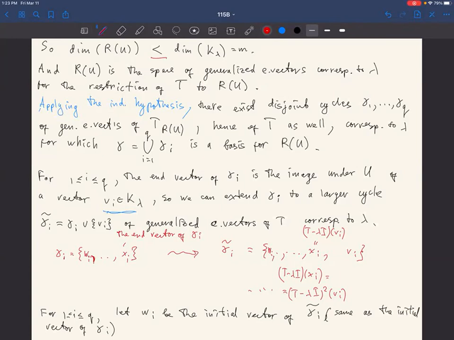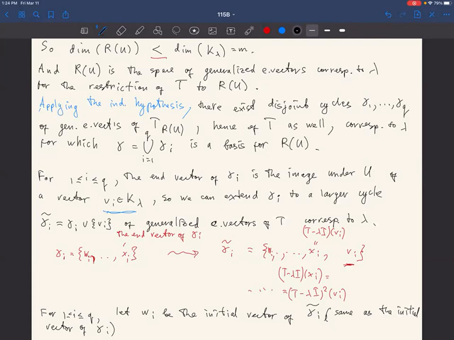So now we have a bunch of cycles, all in the subspace range of u. Well, sorry, vi doesn't have to be in the range of u. So it's just in k lambda. So all of these are vectors in k lambda, right? And still cycles. So we have a bunch of these cycles, each of them in k lambda. So the question becomes, is this enough? Do these cycles actually work for k lambda itself? That's what we need to understand.